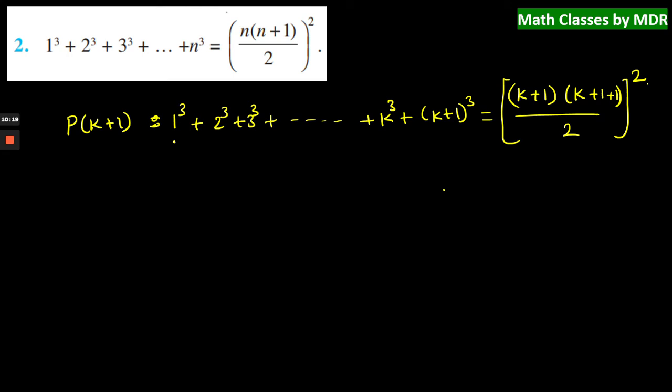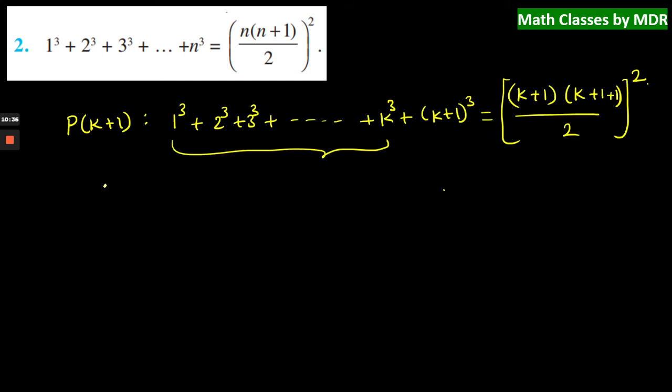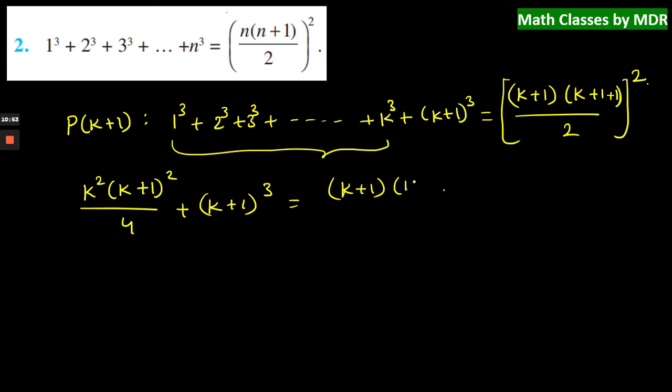So now we know that the sum of the first k terms is equal to what we have assumed in the beginning of the second step: k square into (k plus 1) whole square by 4. So we can take k square into (k plus 1) whole square by 4 plus (k plus 1) whole cube is equal to (k plus 1) into (k plus 2) whole square by 2, whole square.